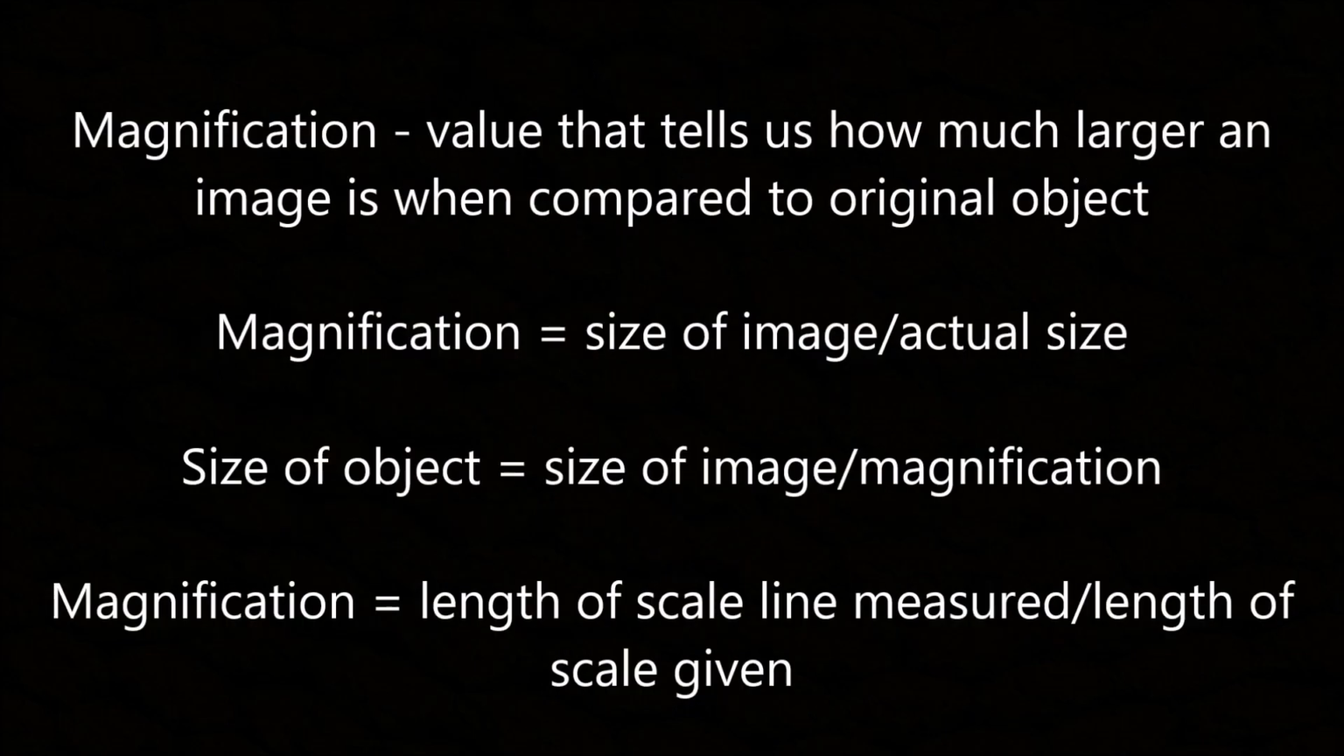Magnification is a value that tells us how much larger an image is when compared to the original object. It can be calculated as size of image divided by actual size. Size of object is size of image divided by magnification, and magnification is also calculated using length of scale line measured divided by length of scale given, and this is the one you should more or less use.